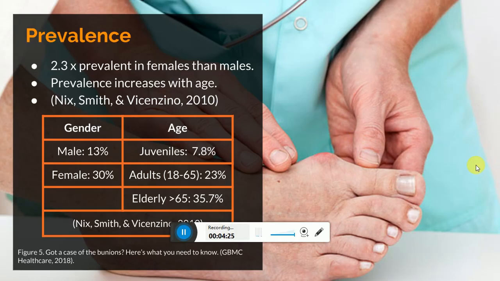A systematic review and meta-analysis examining the prevalence of hallux valgus in the overall population and in age and gender subgroups was performed by Nix, Smith and Vicenzino in 2010. The results revealed hallux valgus was 2.3 times more prevalent in female populations than in males. An association between the prevalence of hallux valgus and increasing age also was reported, with a prevalence of 7.8% in juveniles, 23% in adults, and 35.7% in the elderly.